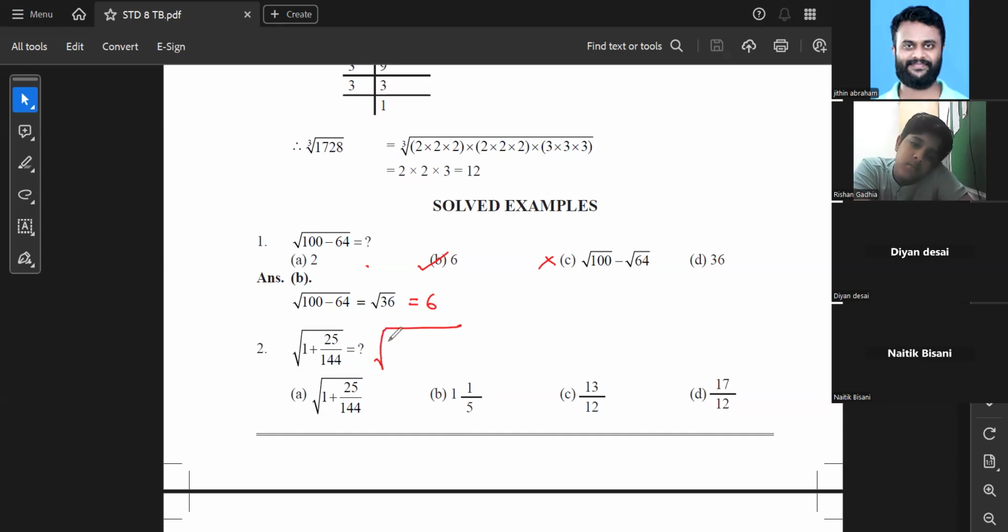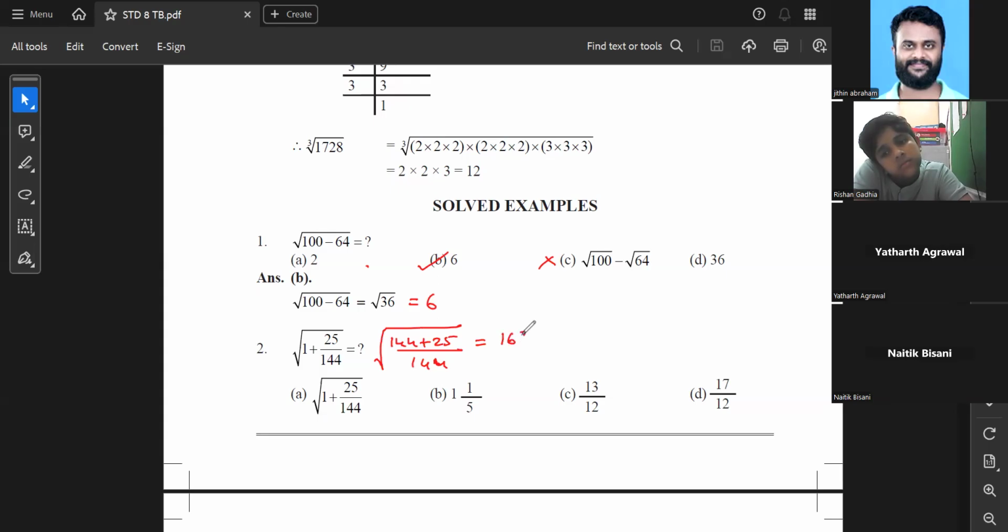So under the root, you will be writing this as 144 plus 25 upon 144. Sir, according to what you had written earlier, the answer would have been D, no? If you would have broken it, the answer would have been 13 upon 12. In this case, yes, you are absolutely correct, Yatharth.